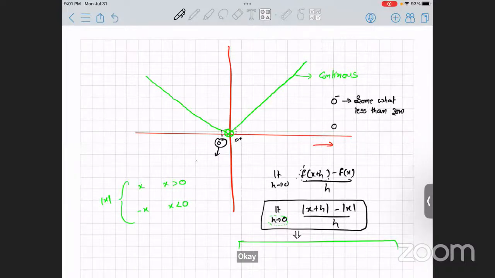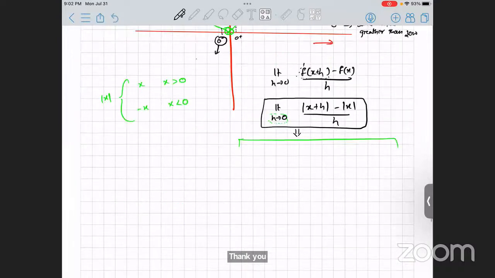And 0 plus means somewhat greater than 0. So look, let us simplify this.